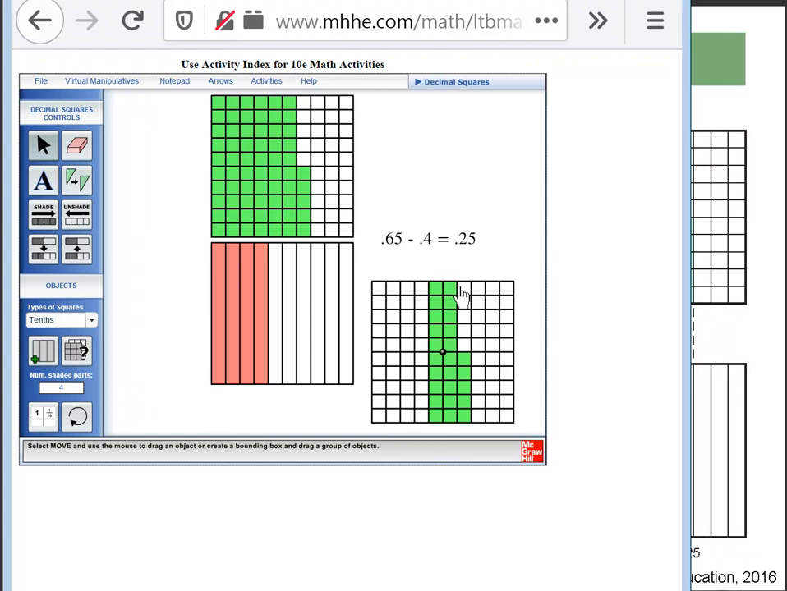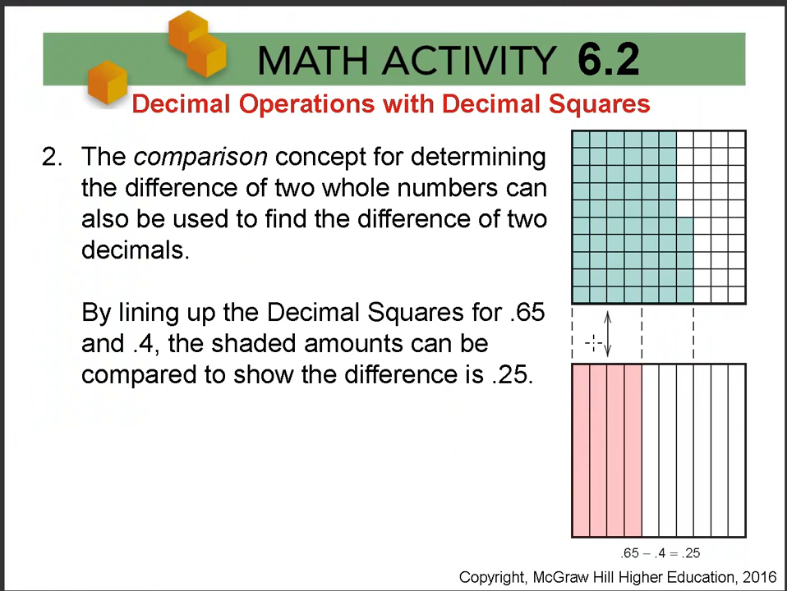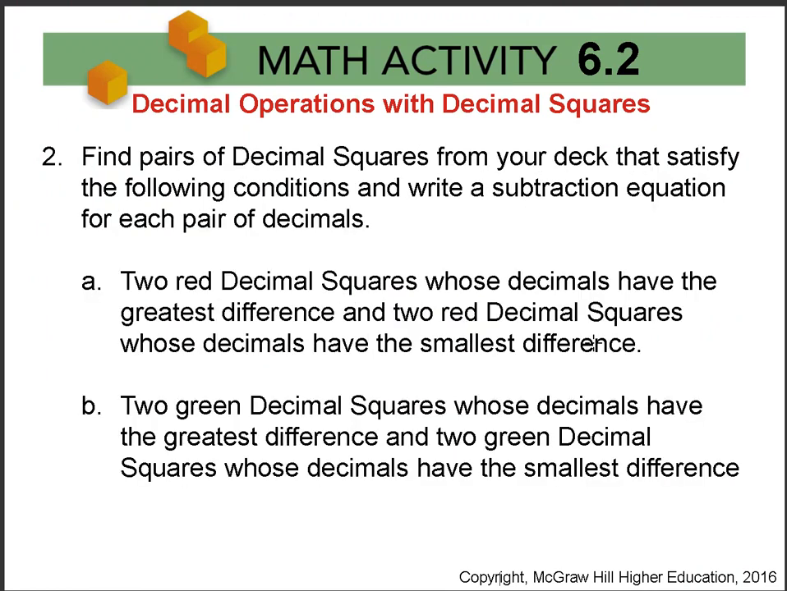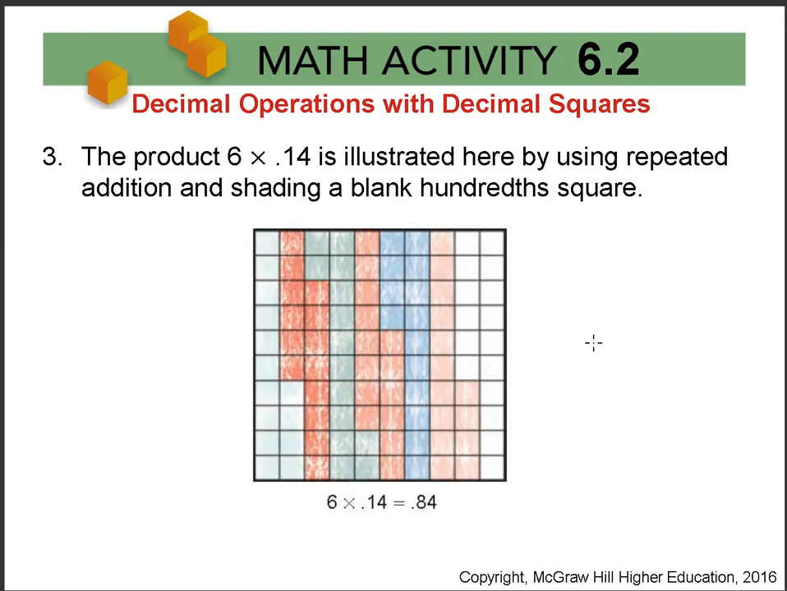you see that I'm left with 0.25 or 25 hundredths. Subtraction is very straightforward here, and we ask you to do some subtraction with red and green decimal squares.